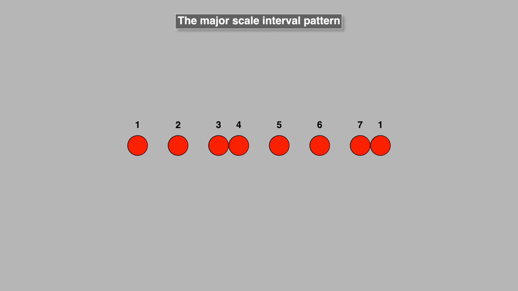This is the major scale interval pattern. The major scale interval pattern is whole step, half step, whole step, whole step, whole step, half step. The half steps occur between the 3rd and 4th degrees and between the 7th and 1st degrees.